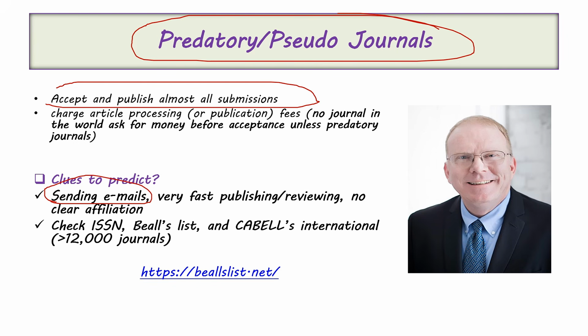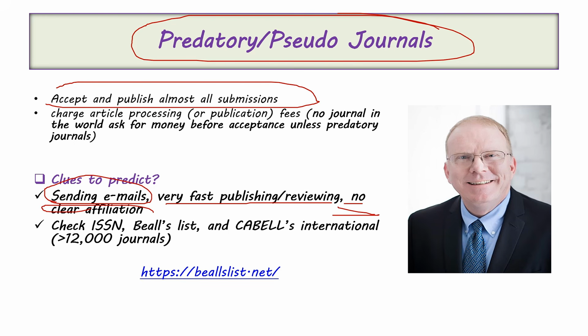They have very fast publishing and reviewing. They will tell you that we will publish your article within 5 days. This is impossible in the research world. Any paper takes at least 3 to 4 months to be published and accepted, because it needs to be reviewed, and this review process will take time, 1 month, 2 months, like that. Okay, and there is always no clear affiliation in the email.